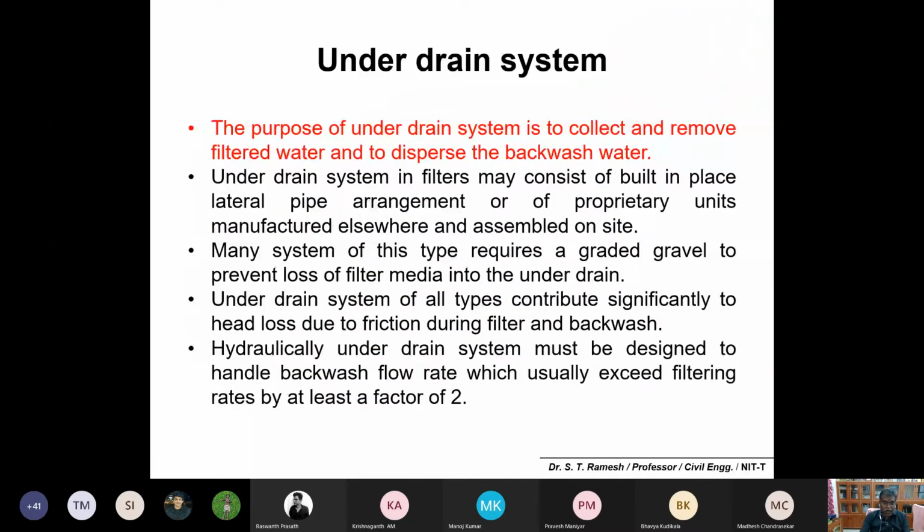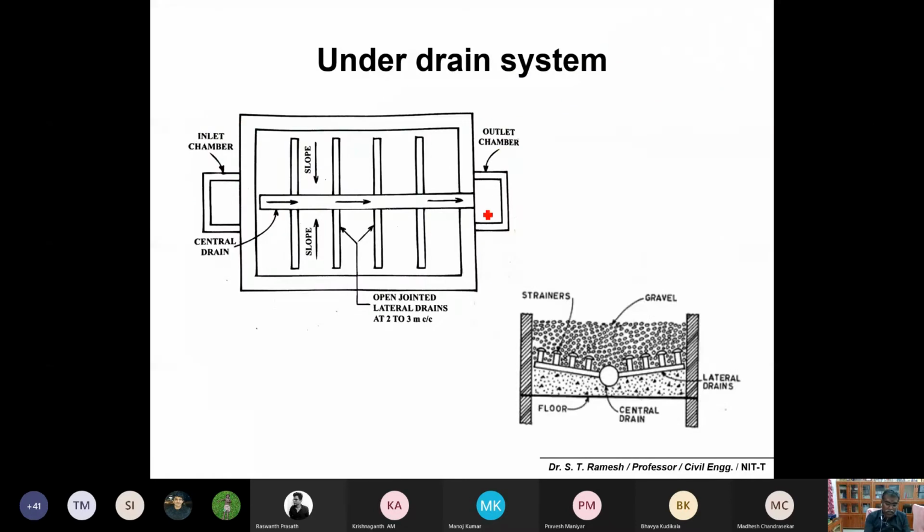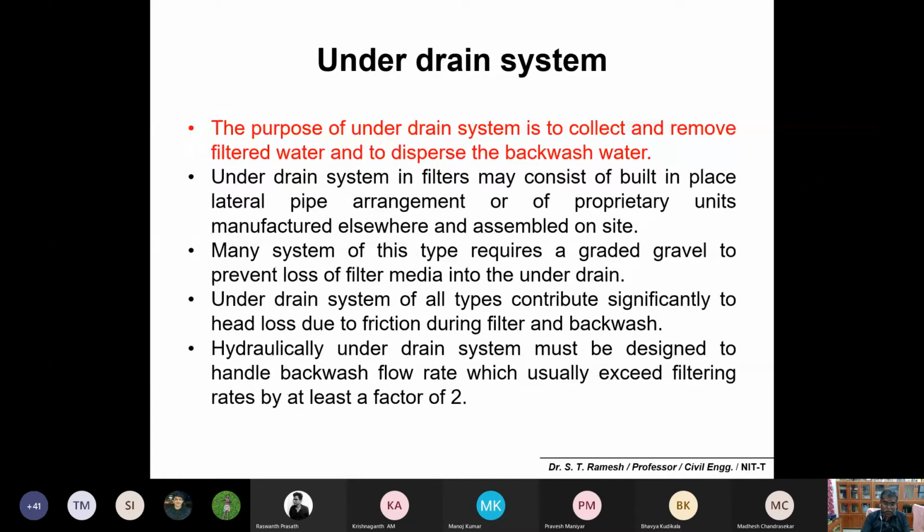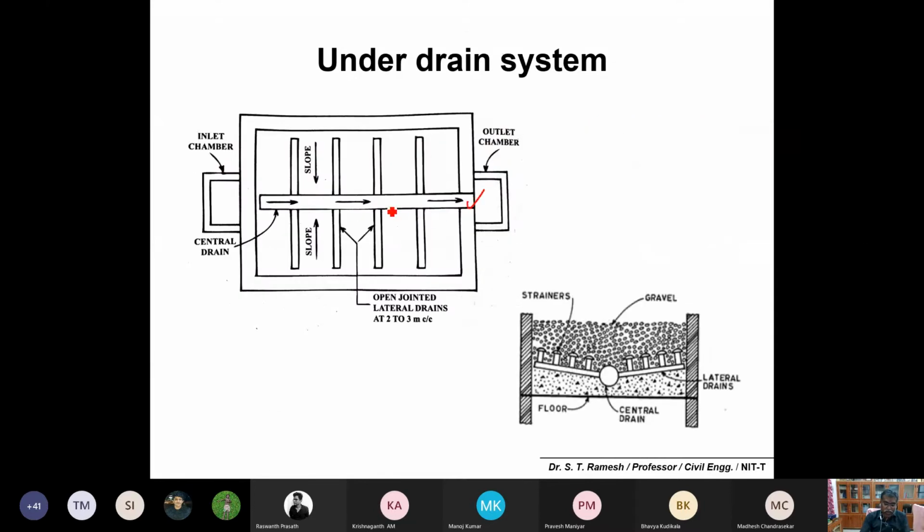So you have under drain systems that I have already mentioned to you. Under drain systems are used to remove the filtered water at the bottom. That is the first point. The purpose of under drains is to collect and remove the filtered water and disperse the backwash water. So please make a note. During the operation, you allow the water to pass from top to bottom, and treated water can be collected through these under drains. So this is what I told you.